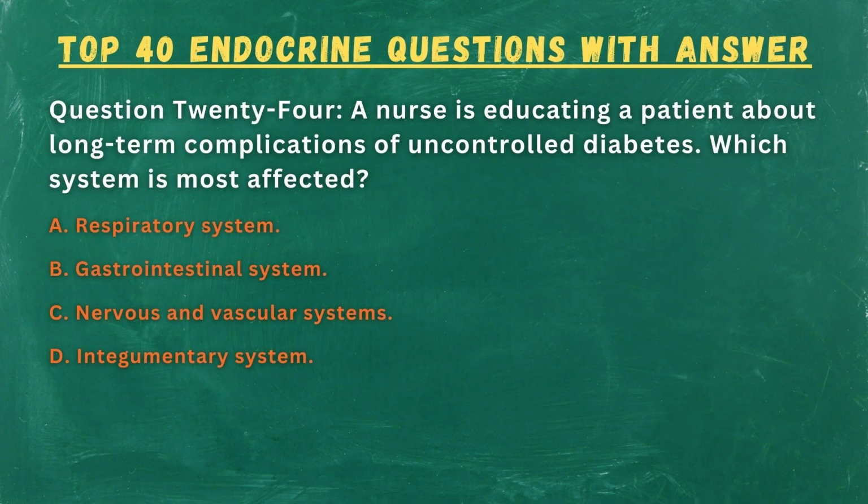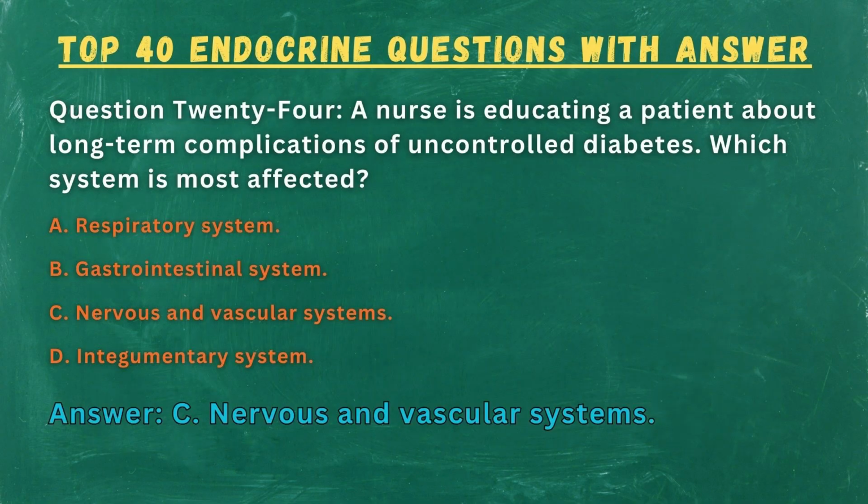Question 24. A nurse is educating a patient about long-term complications of uncontrolled diabetes. Which system is most affected? A. Respiratory system. B. Gastrointestinal system. C. Nervous and vascular systems. D. Integumentary system. Answer: C. Nervous and vascular systems.